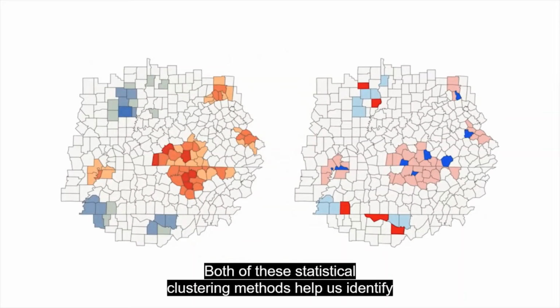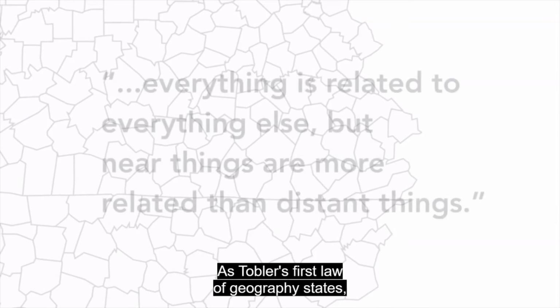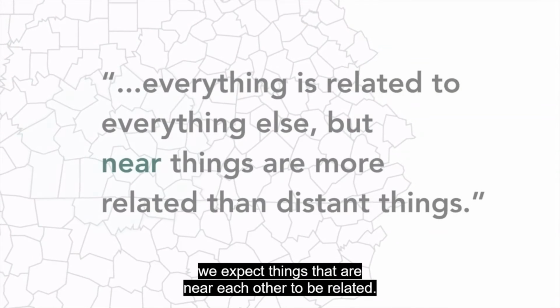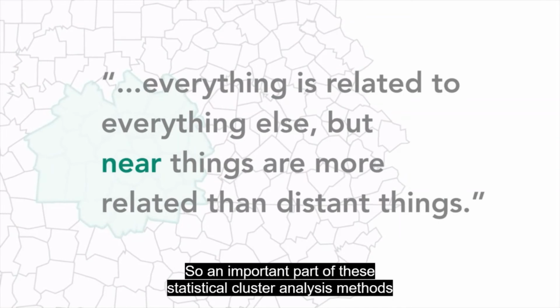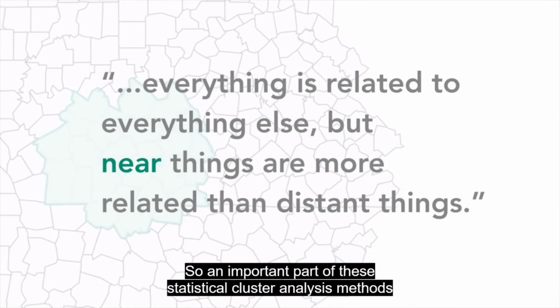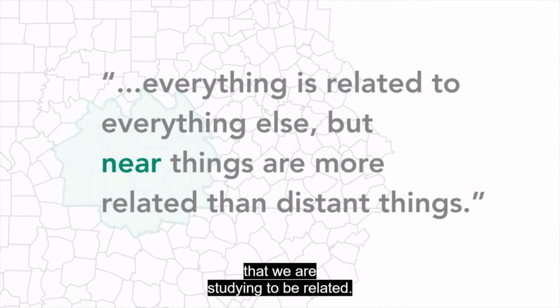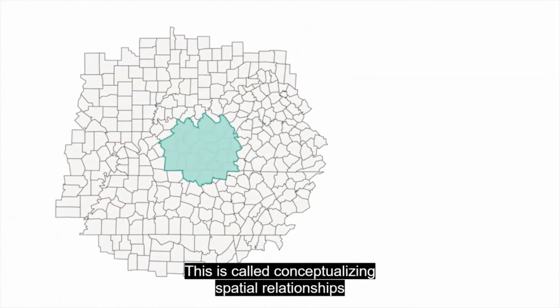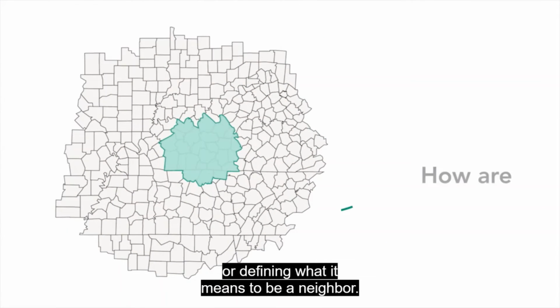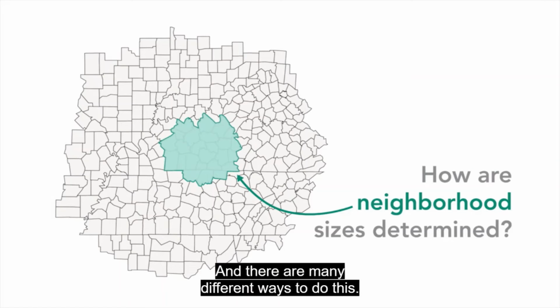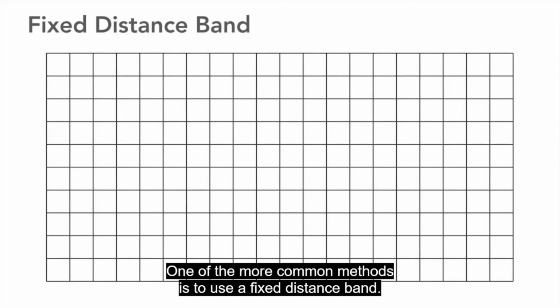Both of these statistical clustering methods help us identify meaningful patterns in our spatial data by analyzing features in the context of their immediate surroundings. As Tobler's first law of geography states, we expect things that are near each other to be related. So an important part of these statistical cluster analysis methods is defining the distance at which we expect the phenomena that we are studying to be related. This is called conceptualizing spatial relationships, or defining what it means to be a neighbor, and there are many different ways to do this. One of the more common methods is to use a fixed distance band.